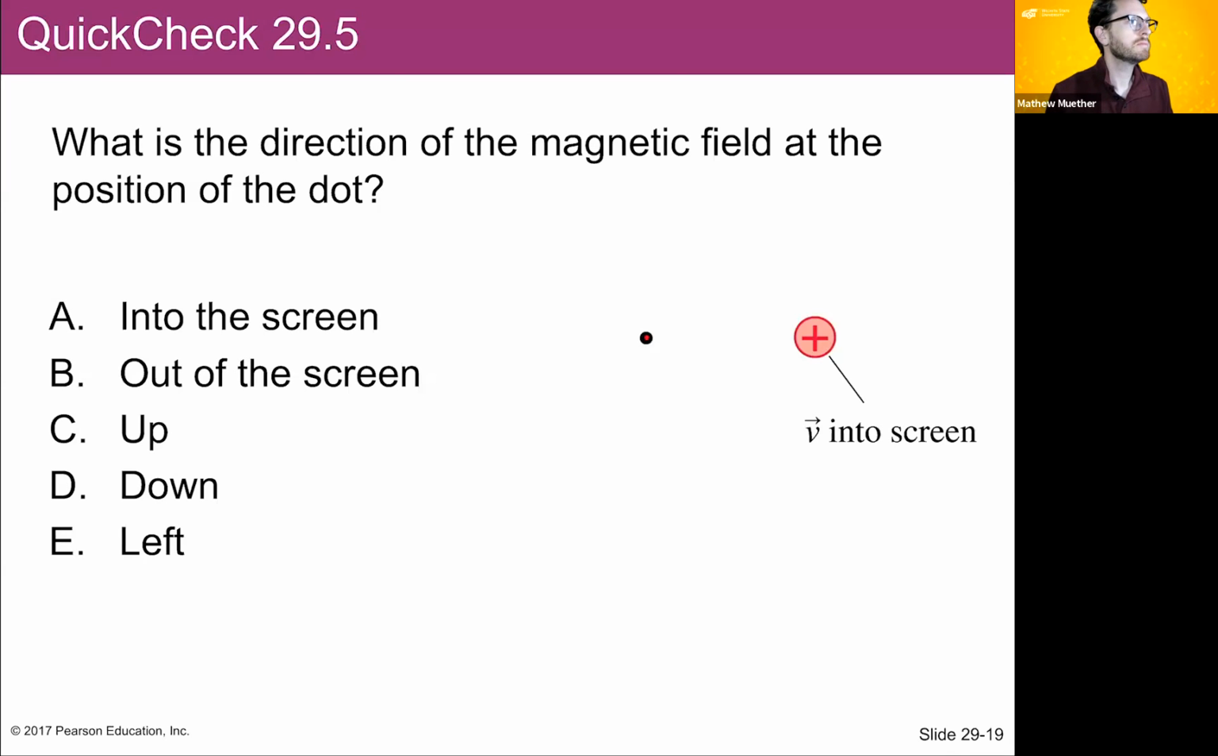All right, let's go ahead and end the poll. So the most popular answer was up. So let's see, our vectors: the velocity vector points into the screen. The R vector points out towards my object here. I can use my right-hand rule. I'm going to point my index finger in towards the screen, point my middle finger in the direction of R, and then I get that the magnetic field at that point has got to be pointing up.